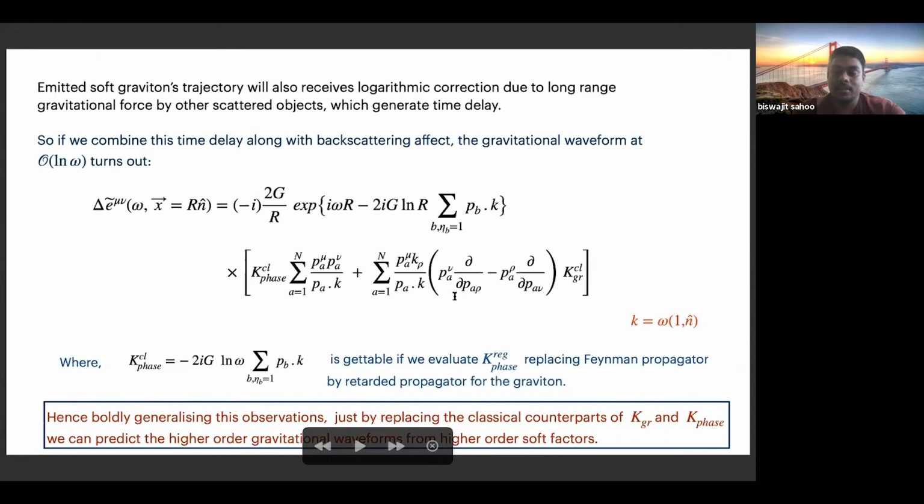You can identify the soft factors which I have written down. The only difference is that this K now has a superscript CL, which is the classical, not the regulated piece, which means that we have to evaluate the same regulated phase factor, but with the Feynman propagator replaced by the retarded propagator. In that way, we can predict the long range gravitational waveform just starting from the classical limit of the soft graviton theorem in d equal to 4.